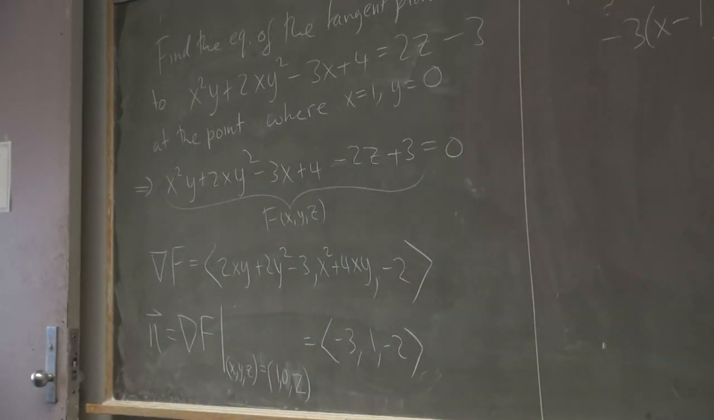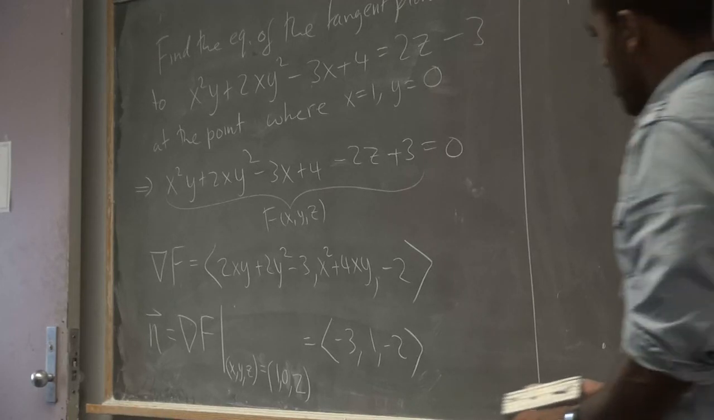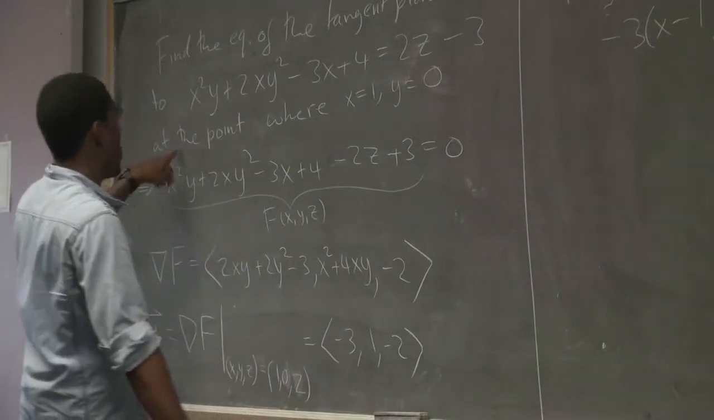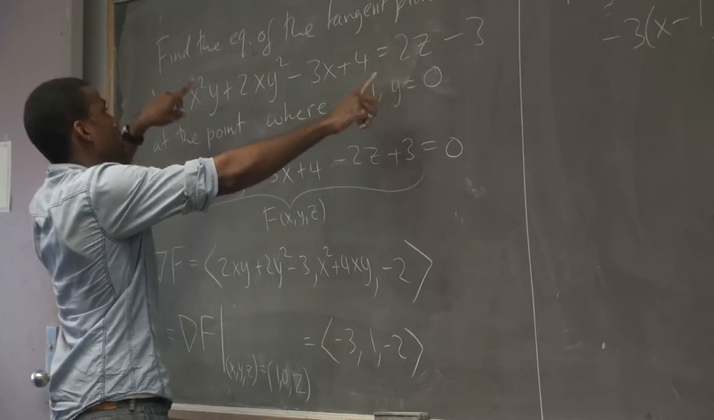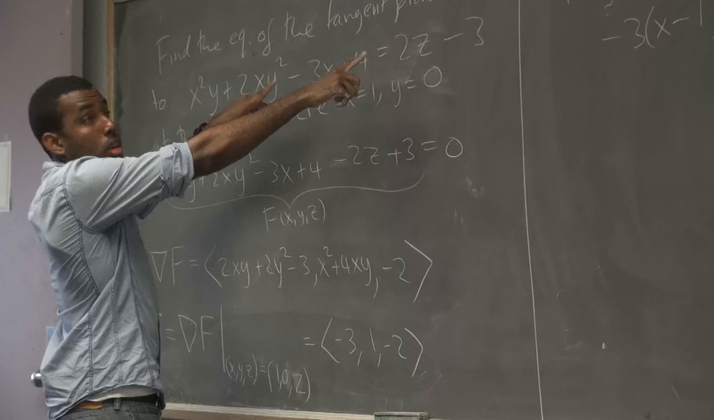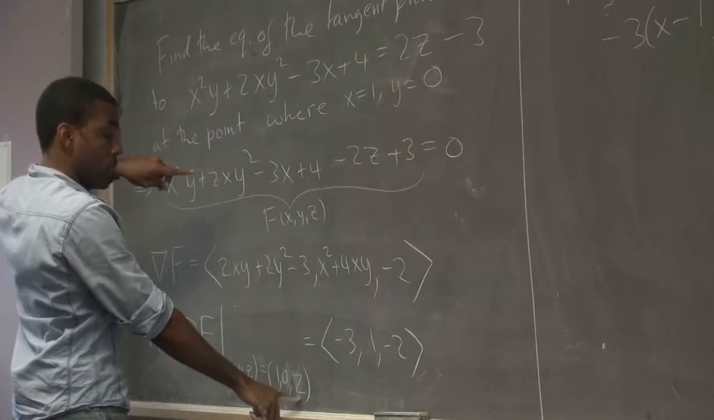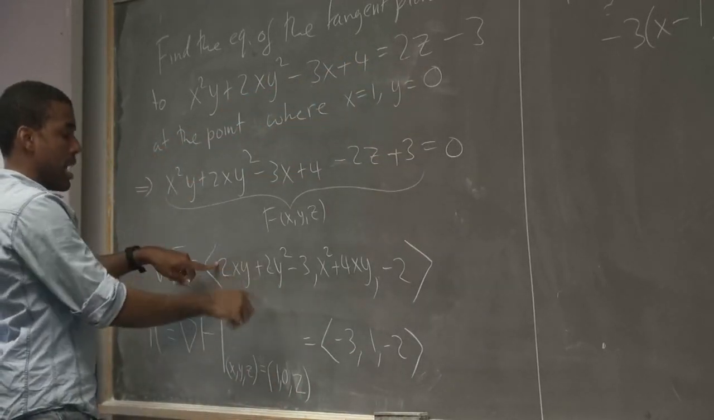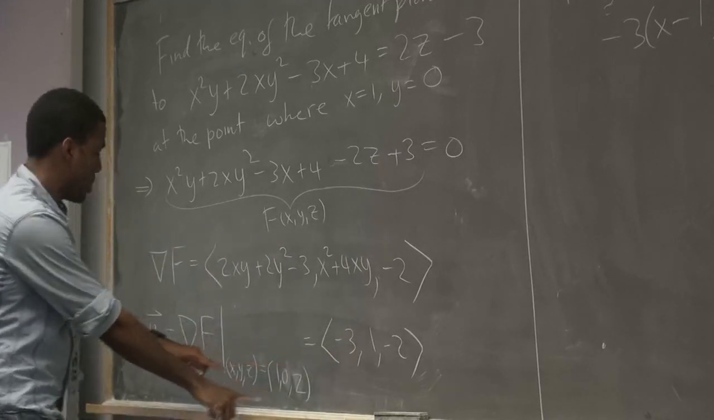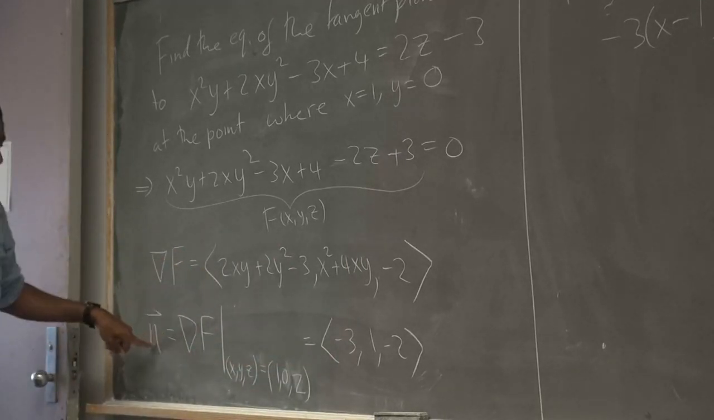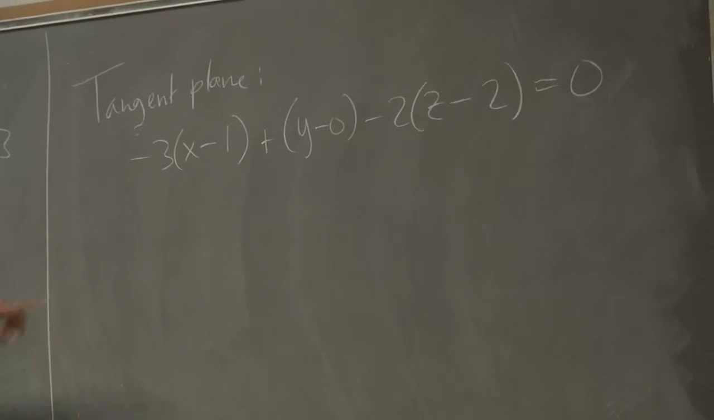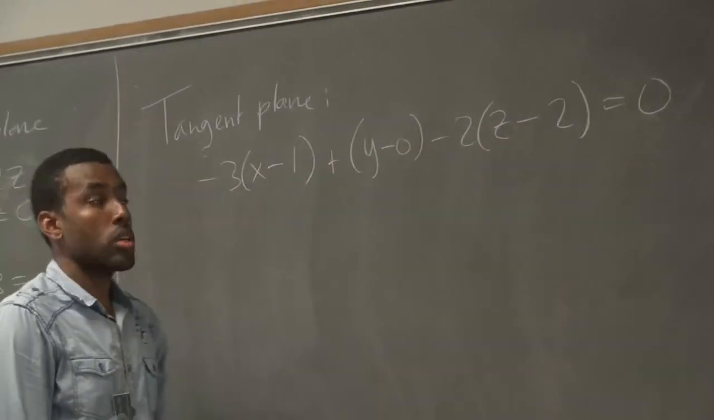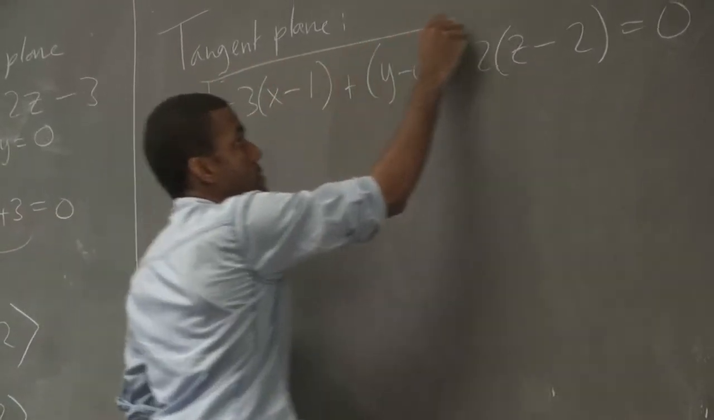Okay, can you go through the way you got the point again? I told you at the point where x is 1 and y is 0. Because I know it's on this surface, I plug in 1 and 0 for x and y and solve for z, and I got 2. Then I evaluate the gradient at that point, and that gives me the normal vector. That gives me the coefficients here. And then I just plug in the point 1, 0, 2 here.